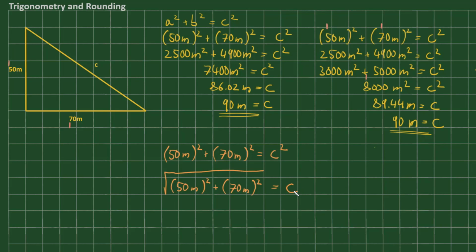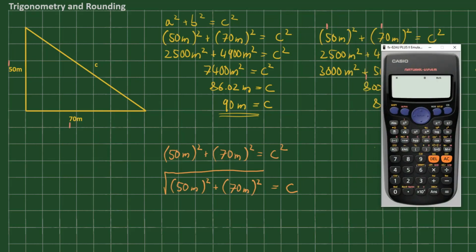Alright, and now you can use your calculator, because your calculator is smart enough to deal with this whole thing in one go. So let's do that. I'm going to press the radical symbol, and now I'm going to enter 50 squared plus 70 squared, and then I'm going to press equal. And that gives me 86.02. Well, it's 86.023 and so forth, but I'm just going to copy 86.02.